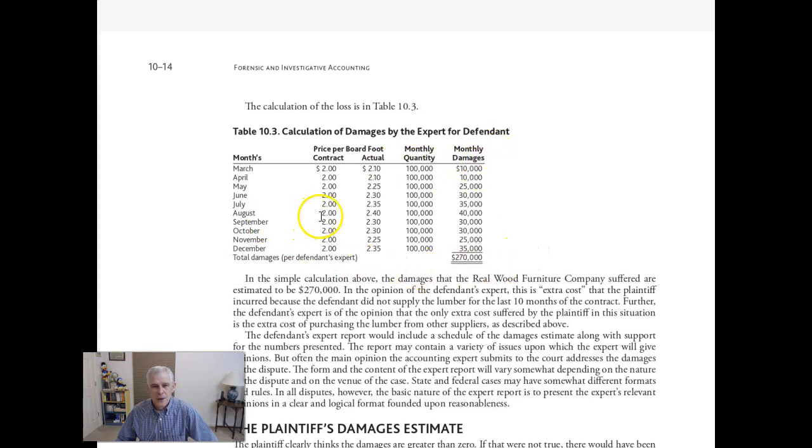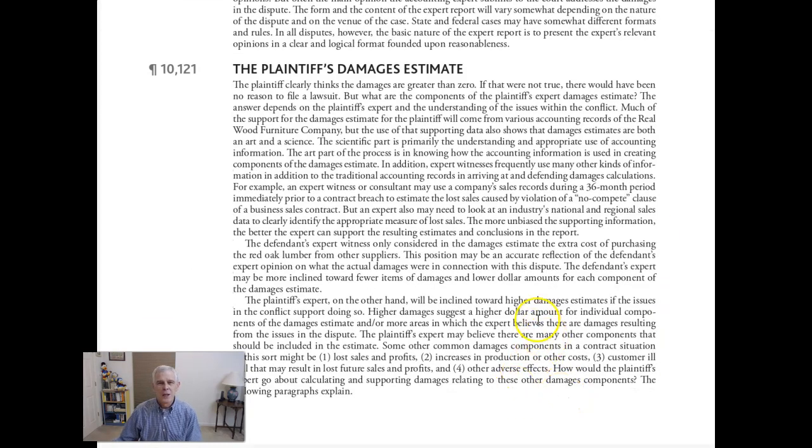Let's take August. $2, the contract price. They could have maybe purchased at $2.40. So the 40 cents difference times 100,000, $40,000. Do it for all the months, add up, $270,000. So the defense's expert witness will say damages are $270,000. Okay, that looks sort of reasonable, right? All right. Let's see what the plaintiff will do.